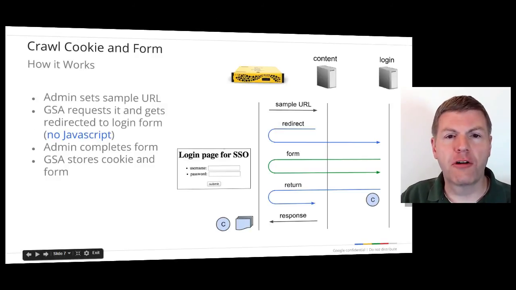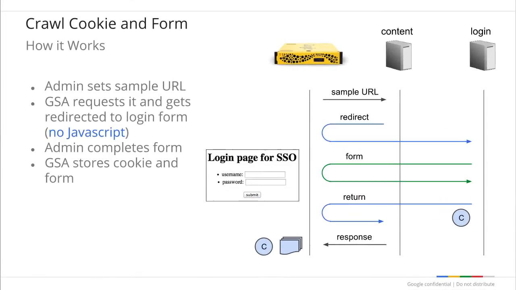To set up Secure Crawl, you'll create a forms authentication entry on the GSA. This entry will contain a sample URL and a URL pattern. The URL pattern will be used to figure out which URLs need authentication. The sample URL will be requested by the GSA to complete the authentication process. When the GSA requests the sample URL, it should be redirected to a login form.